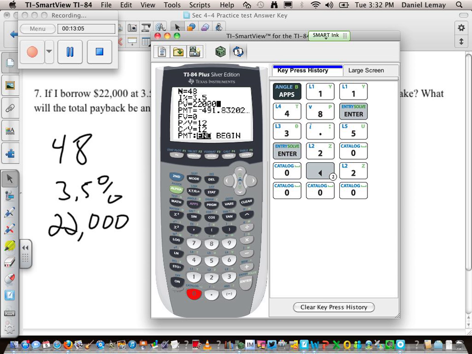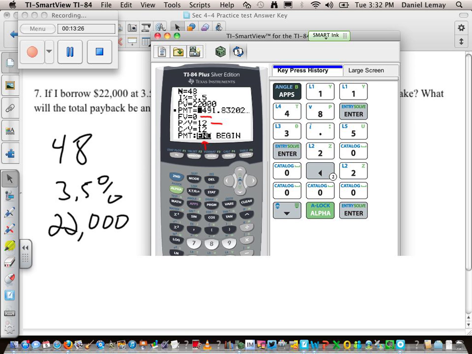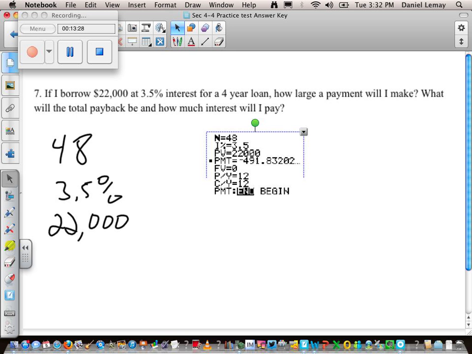For payment, you can leave whatever's in there. You want to make sure the future value equals 0, because at the end of the loan you want to have it all paid off. And we want to make 12 payments per year, so make sure this end is dark. Then you just put your cursor down to the payment, press alpha solve or alpha enter, and that's where you get the 491. So that's my monthly payment of $491.83.